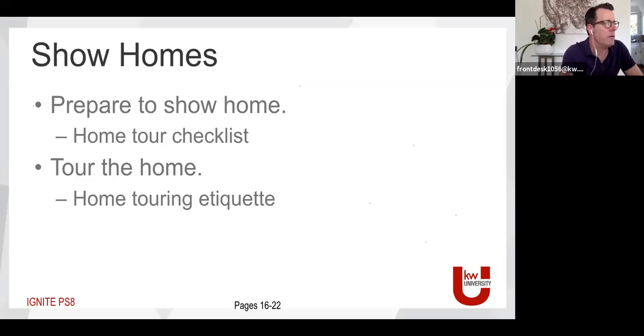Next page, home touring etiquette. Leave the house as you found it. Make sure to turn off the lights and AC. Look for and observe all touring notes in the MLS or given by the listing agent. Be mindful of pets when opening exterior doors or going to the backyard. Sellers may not realize how dangerous their pets can be to strangers, and you don't want to chase an animal throughout the neighborhood while your buyer's away.